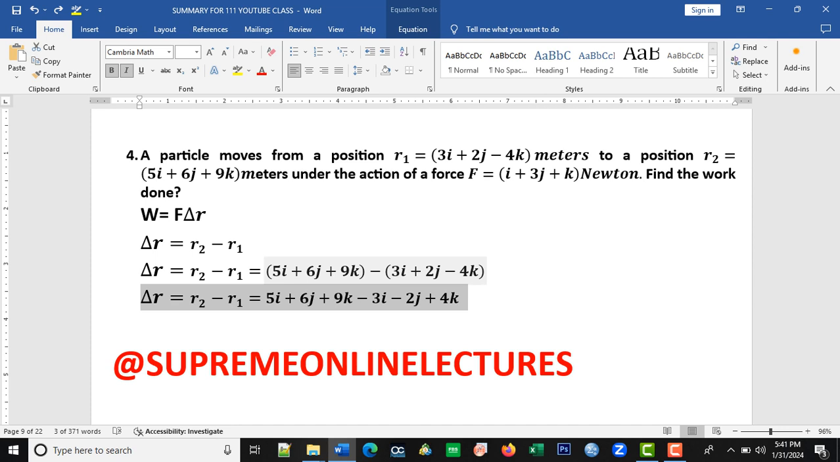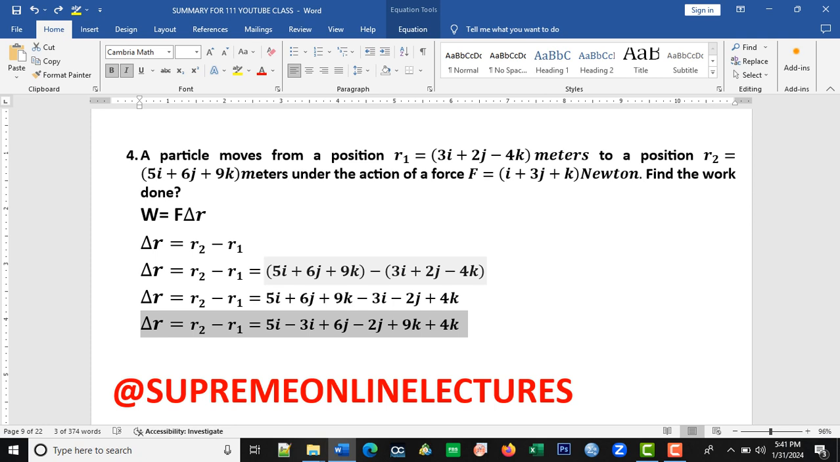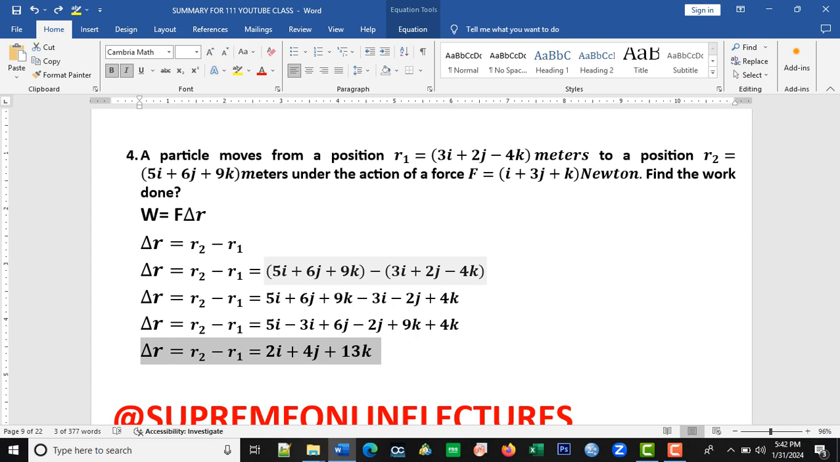Alright, so the next thing we are going to do is to collect like terms. You just rearrange it: i to i, j to j, and k to k. 5i minus 3i will give us 2i. 6j minus 2j will give us 4j. And 9k plus 4k will give us 13k. So we have this as the change in r.